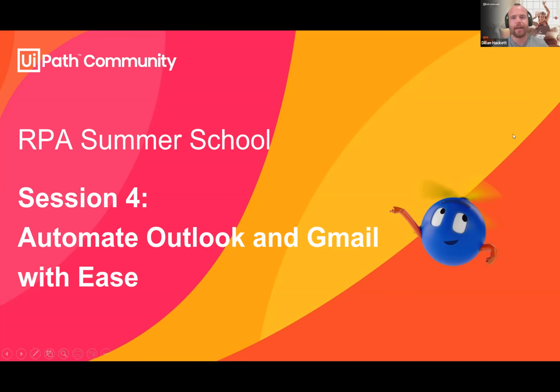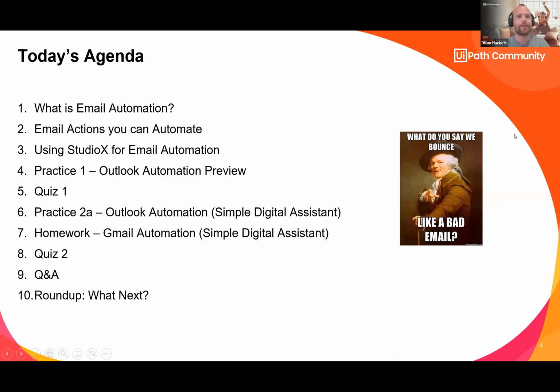So we've had the introductions to the session, so I'm going to jump straight into what we're going to be covering today. As you will have heard, this is the email automation session. We're going to be looking at Outlook primarily, as well as a little bit of Gmail. We're going to be covering what email automation is, why you even need to consider it when you're thinking about what you're doing in UiPath, the types of email actions that you can automate using StudioX, and how you go about using StudioX for email automation.